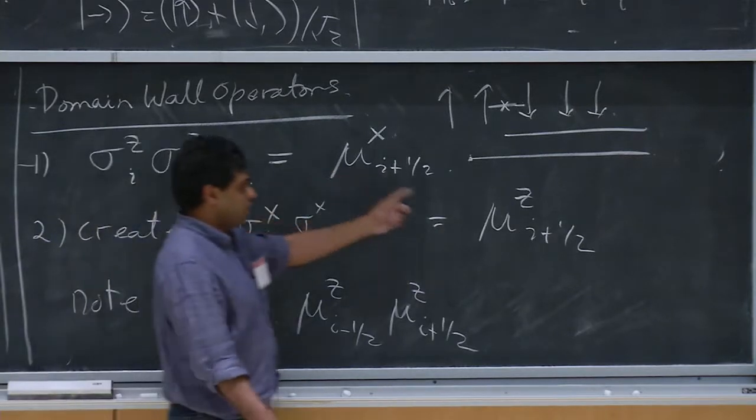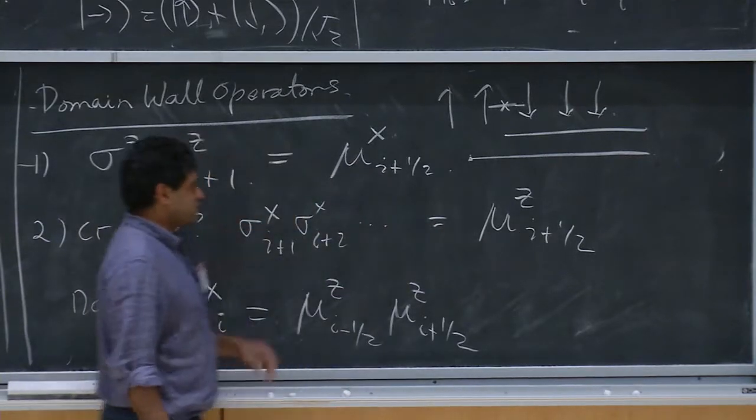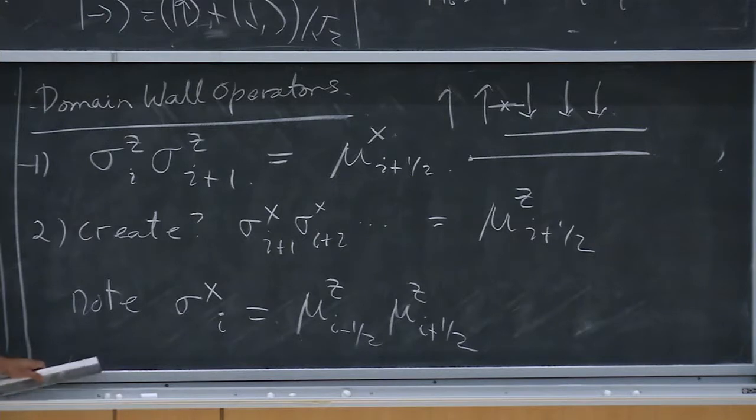These are also Pauli operators. Do them twice, they go back to the identity. So they have the same algebra as the sigma operators, and we can try to rewrite the Hamiltonian in terms of them. Okay, so we have found these domain walls.